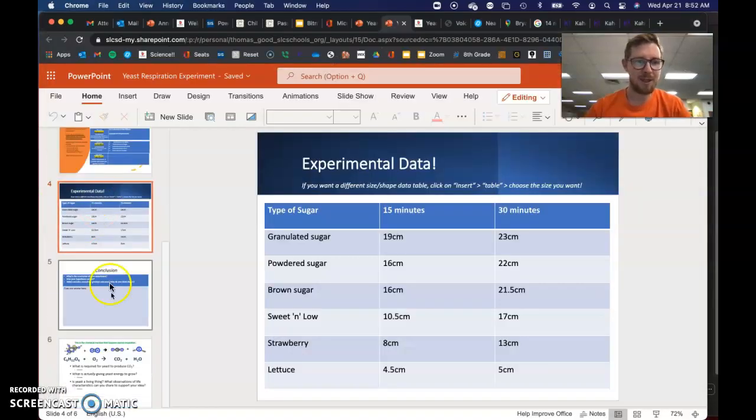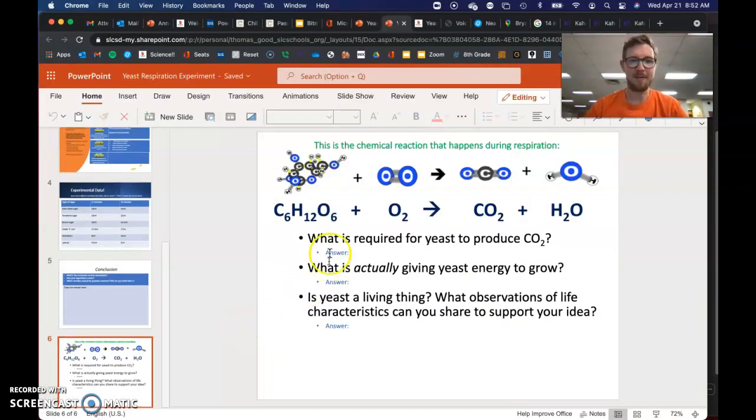Remember that respiration happens when, well, all living things do respiration, but when sugar is broken down by a living thing and they take in oxygen, and those things are broken apart, it releases energy. That's how living things get energy to live and grow and survive and do all the things that we need to do that require energy. And then they release carbon dioxide and water. All living things do this, and this is what the yeast is doing in our experiment.